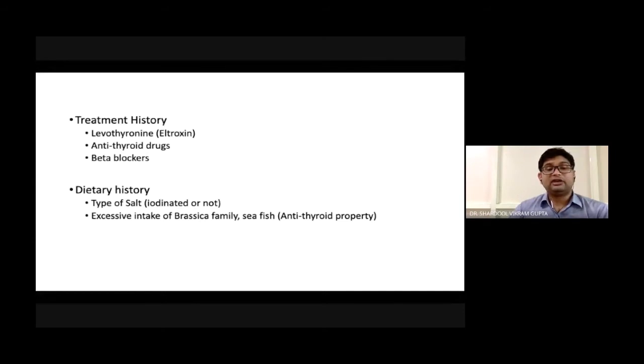And dietary history, the type of salt, whether they are using iodized salt or not, and excessive intake of the Brassicaceae family. The Brassicaceae family has a property of anti-thyroid suppression. They do thyroid suppression. So hypothyroidism occurs in those who take excessive intake of the Brassicaceae family. Or fishes, they also have anti-thyroid property.